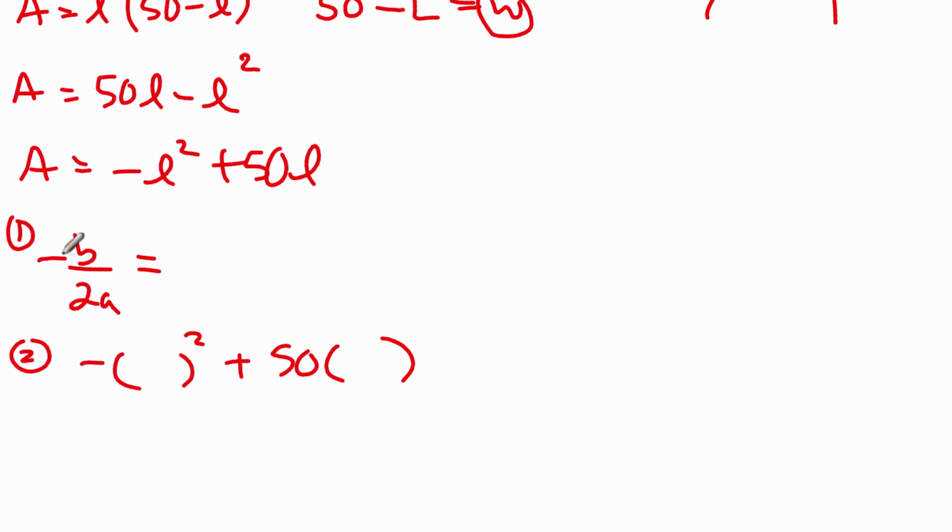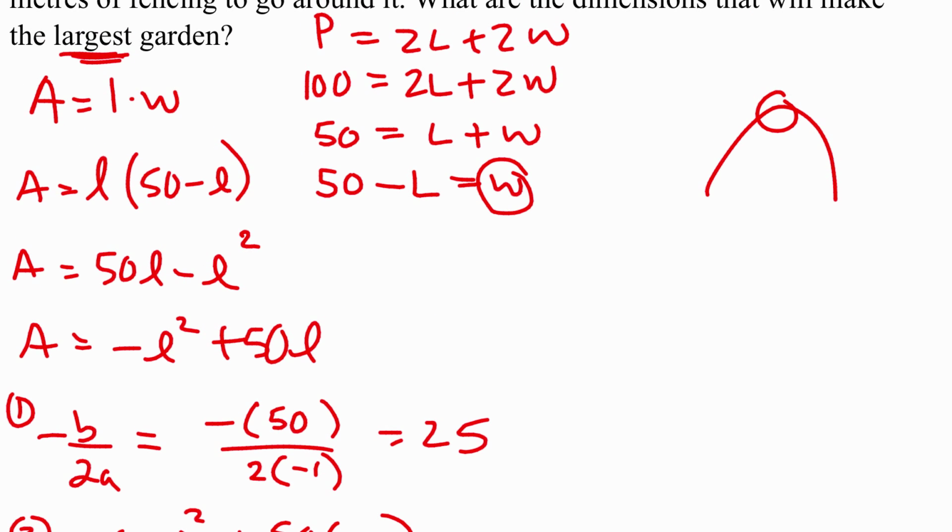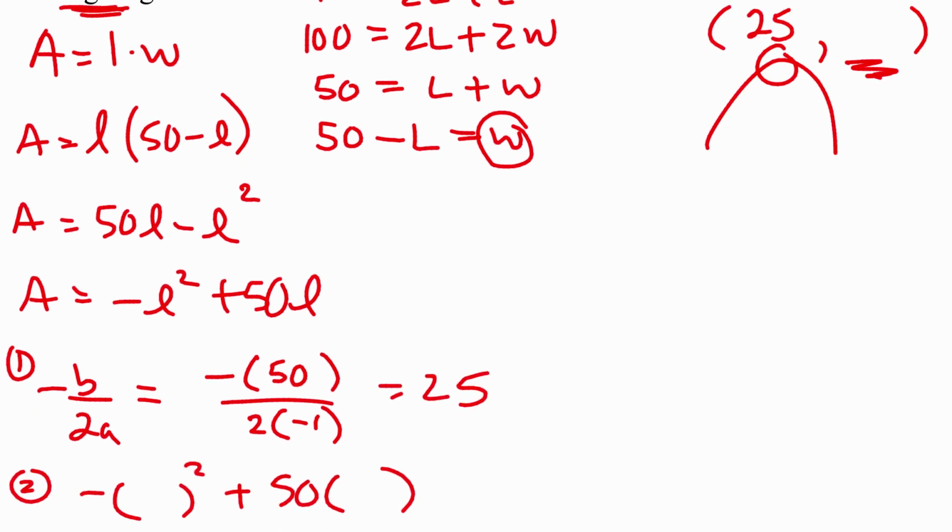Okay, so minus b, b's 50, all over 2 times a, which is a negative 1. The negatives cancel, and 50 divided by 2 will be equal to 25. So that point up there, 25, and in my equation it had L's, so 25 will be the length. And now, if I plug that back in, that'll tell me what the total area is going to be.